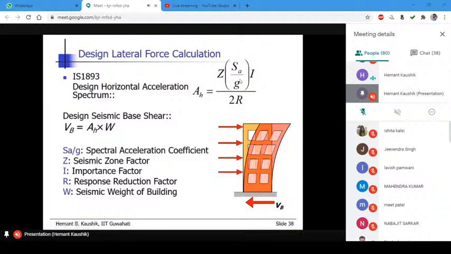So AH is a function of seismic zone factor. It's a function of SA by G, which in turn is a function of natural period of vibration and damping, the importance factor, and the response reduction factor. So everything together gives you AH. I hope now you understand what is inbuilt in the design response spectrum given in the code. So all these factors are taken care of, right? So if any of these factors is removed, then you have to actually develop your own response spectrum. We will discuss this issue later. When are we required to develop our own response spectrum?